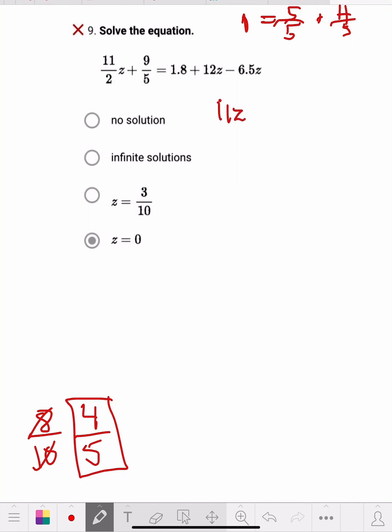So what I'm going to have here, I'm going to rewrite it down here. 11Z plus 9/5 equals 9/5. Now I got a 12Z and a 6.5Z. So what's the difference between them? It'd be 5.5Zs. Plus 5.5Zs.